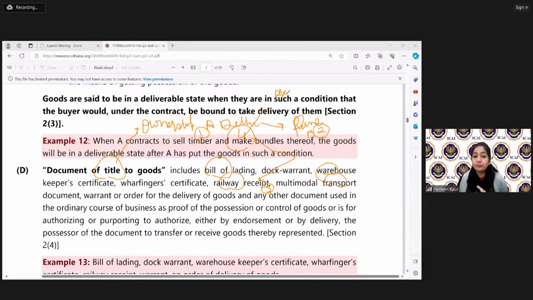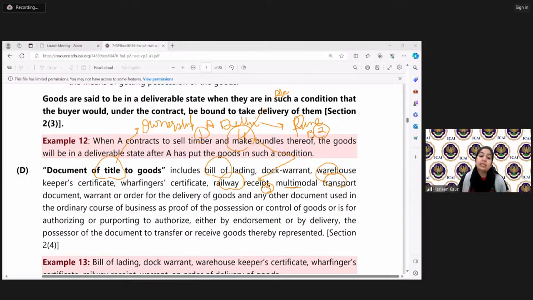Now, ma'am, what is bill of lading? Beta, if the goods are coming by ship, we will use the word bill of lading. If the goods are coming by air, we will use the word airway bill. If the goods are coming by road, we will use the word lorry receipt. So these are different names given to the multimodal transport. Multimodal transport documents hai ki different modes of transport jo aap use kar rahe ho goods ko lane ke liye, uske liye ye documents use hote hai.